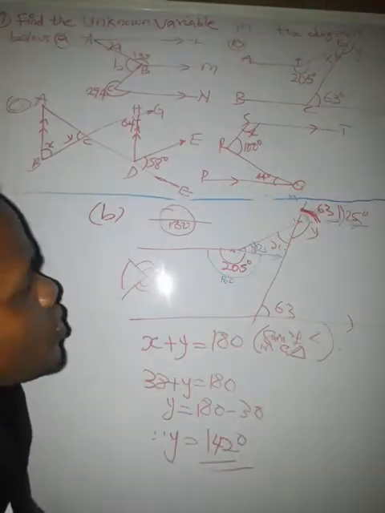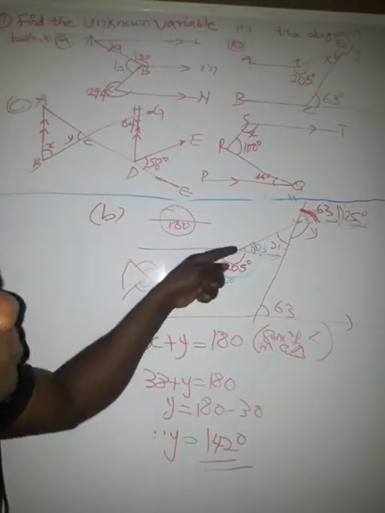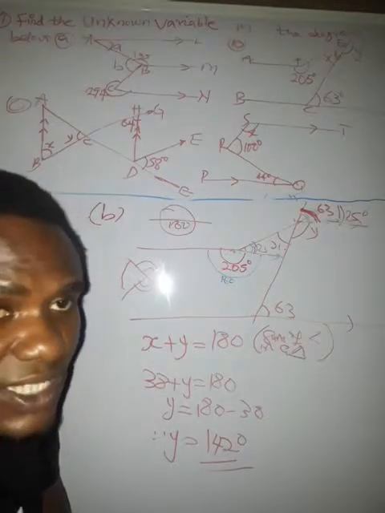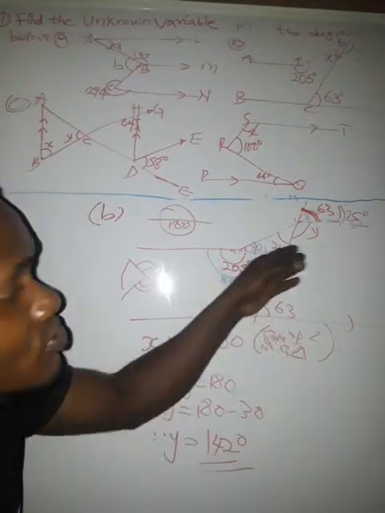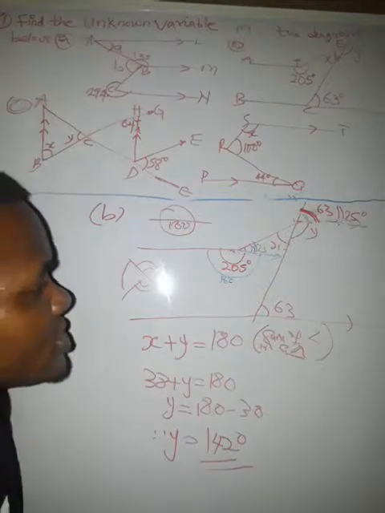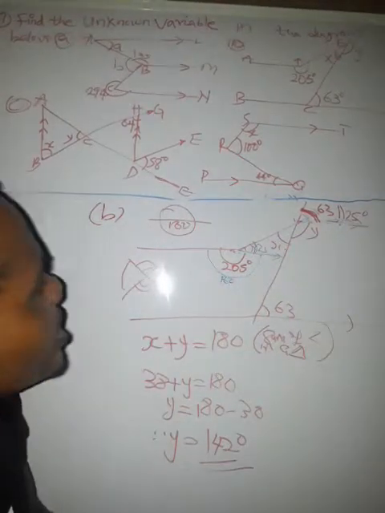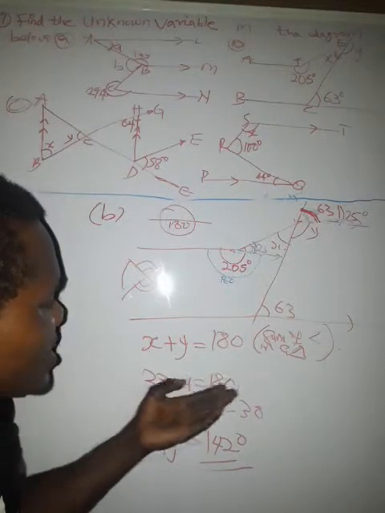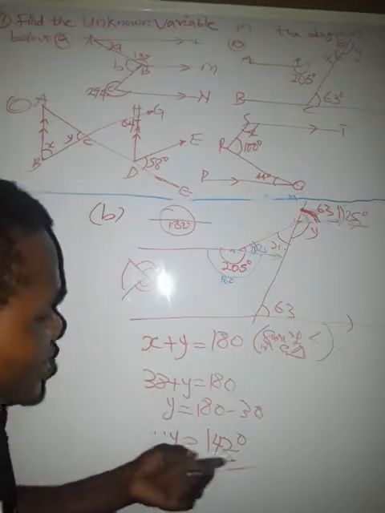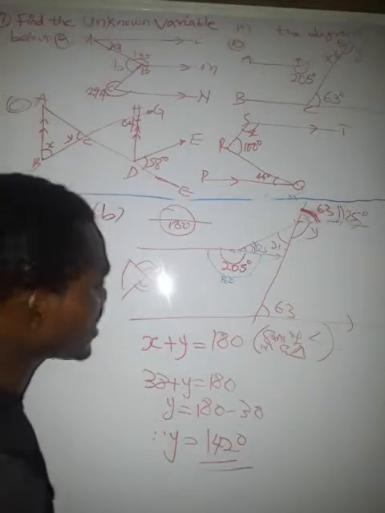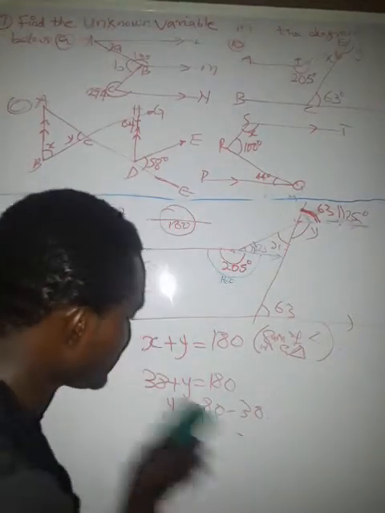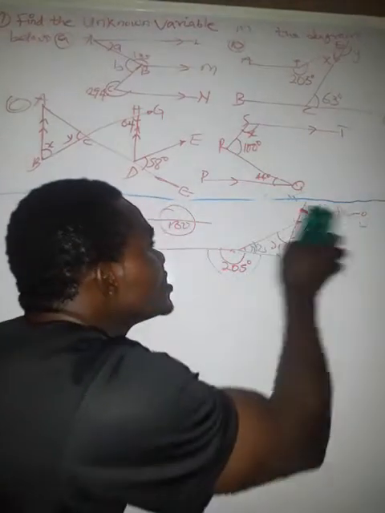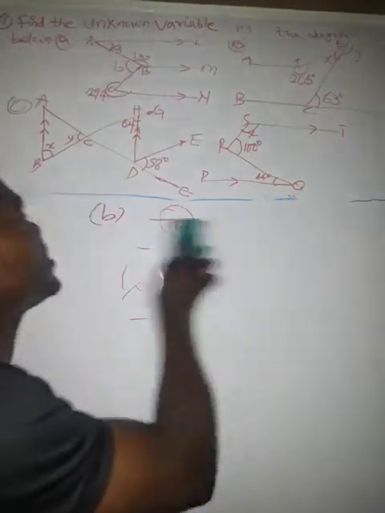Vertical opposite. So since I've already gotten this one, here is now a straight line, which means S plus Y should give me 180, according to the theorem that the sum of angles on a straight line is 180. So I've gotten this one as 38. That is what I solve here. 38 plus Y equals 180, of which Y equals 142. So that is how you tackle this type of question. I hope you get it. If you don't get it, watch the video over and over again.